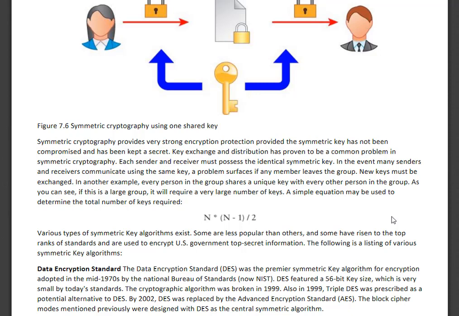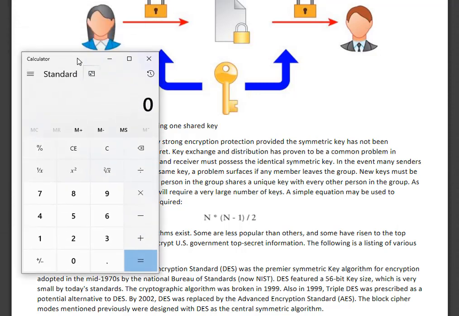kept a secret. The difficulty is using symmetrical encryption on scale, that is, between many people. If only two people need to share the encryption, a single key is required. However, if we look at the formula shown on the screen, n times n minus 1 divided by 2, we can calculate the number of keys that are needed to be used if we were to scale this up between users. Let's bring up our calculator on the screen.